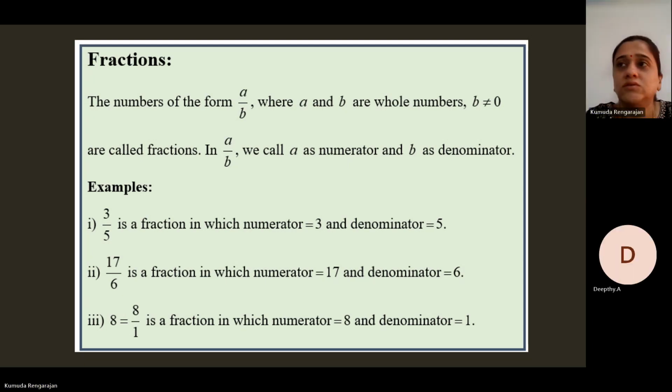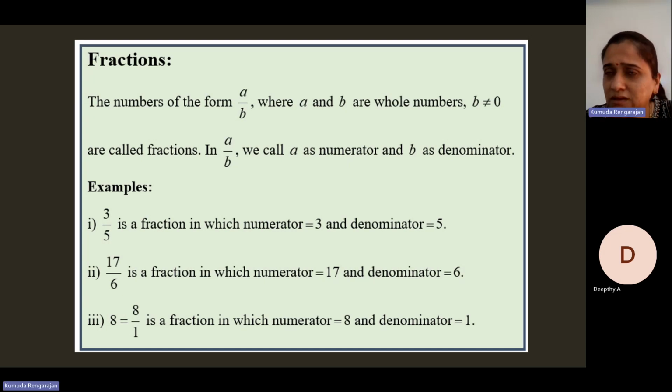All right. So a number of the form a by b, where a and b are whole numbers, and the denominator b is not equal to 0, are called fractions. Here a is called the numerator and b is called the denominator. A is any whole number. B also can be any whole number, but not 0.